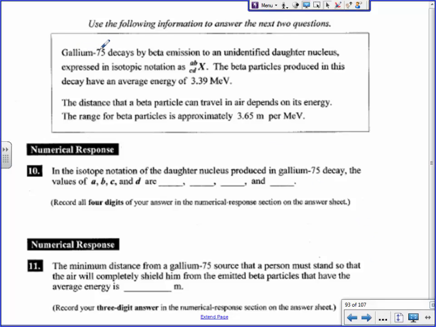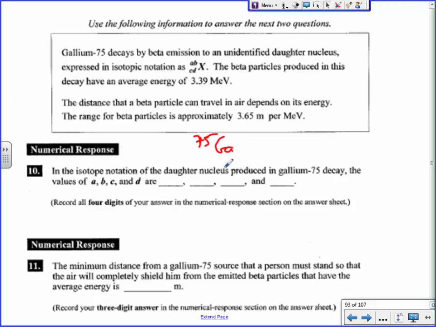Oh yeah, gallium-75. Ooh, I've talked to you about this question before. Gallium-75 decays by beta emission to make an unidentified daughter nucleus expressed as ABCD. That's my first question here. Who is the daughter nucleus if you have beta emission? So let's write this out here. Gallium-75 is a 75 on top for gallium.